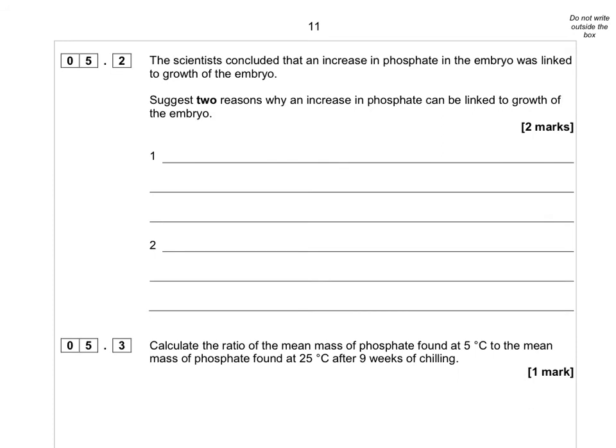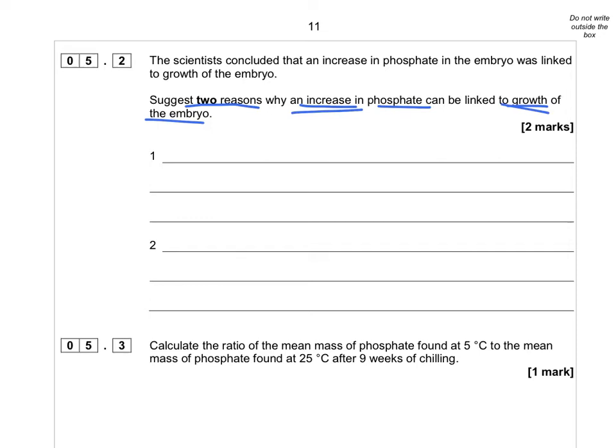5.2, it says the scientists concluded that an increase in phosphate in the embryo was linked to the growth of the embryo. And it says suggest 2 reasons why an increase in phosphate can be linked to the growth of the embryo. Okay, so how can phosphate increase the growth of the embryo? You've got to put your thinking hat on here, really. You've got to think, well, where are phosphates? Where are phosphates in terms of growth?